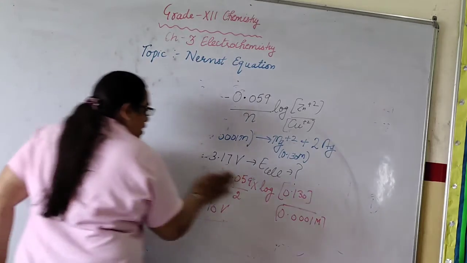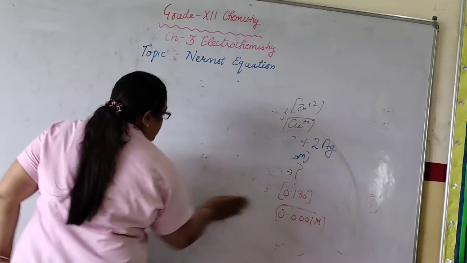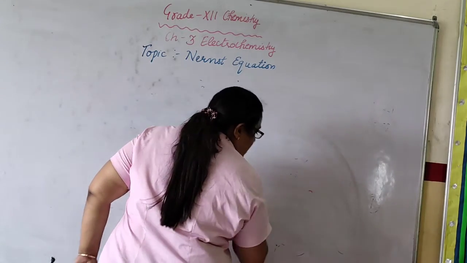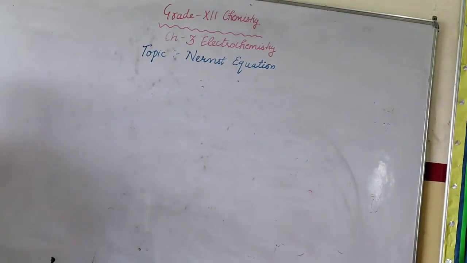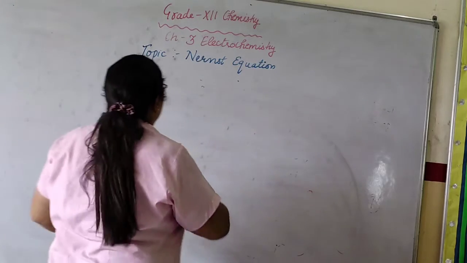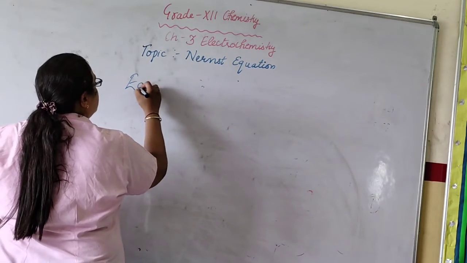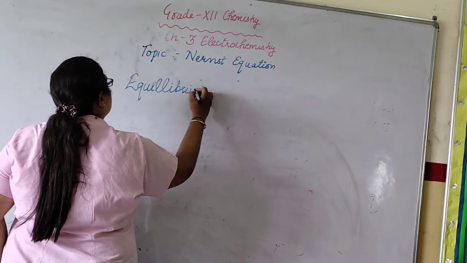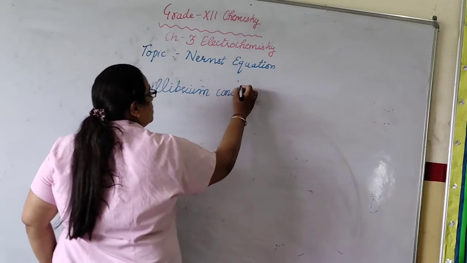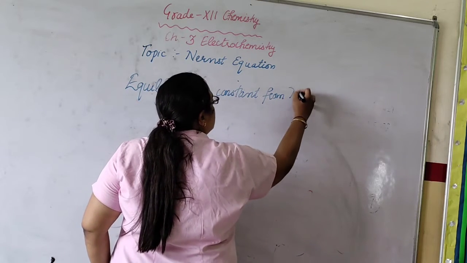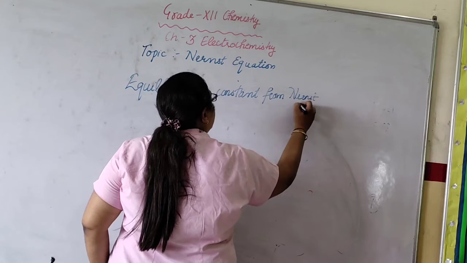Now, the second topic related to the Nernst equation is the relationship between equilibrium constant and E of cell. Next is the equilibrium constant from the Nernst equation.